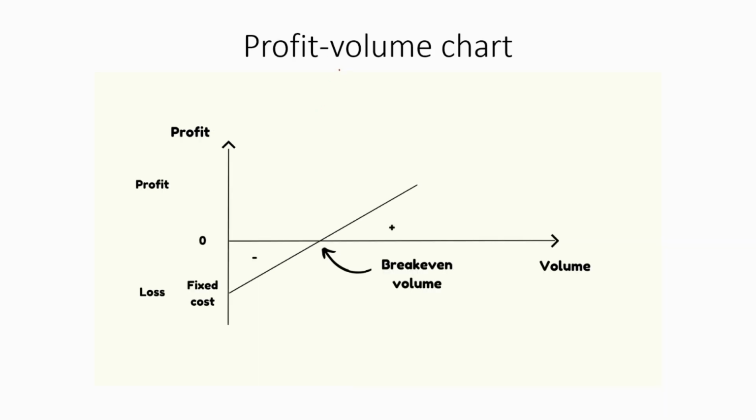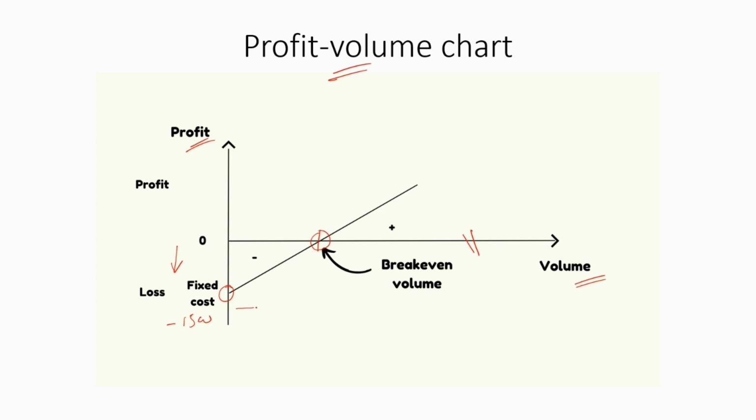Now let's discuss the profit volume chart. The y-axis depicts the profit. The x-axis depicts the volume or the quantity. As you can see, this line intercepts the x-axis here, which is the break-even volume, because the x-axis is the volume line. This line starts at the fixed cost amount. If we consider the earlier example, fixed cost was 1500. So minus 1500, because this is below zero, as you can see.